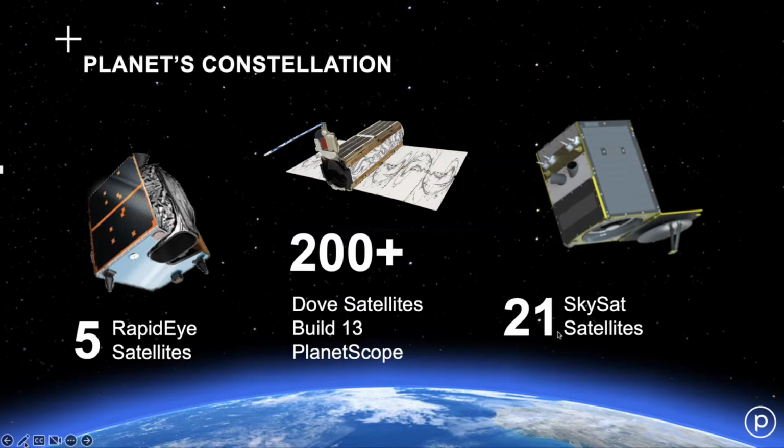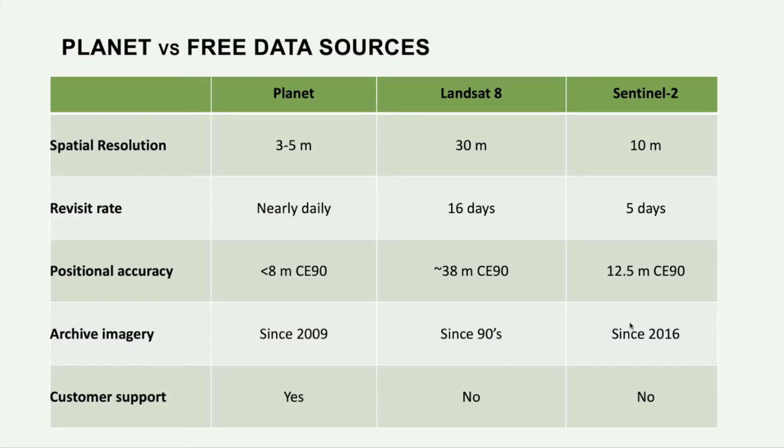Along with that, they have 21 SkySat satellites in orbit. These are the high resolution cameras, which can get sub-meter accuracy. And so those are the two kind of hardware pieces or components that we work with and are interested in at FarmQA.